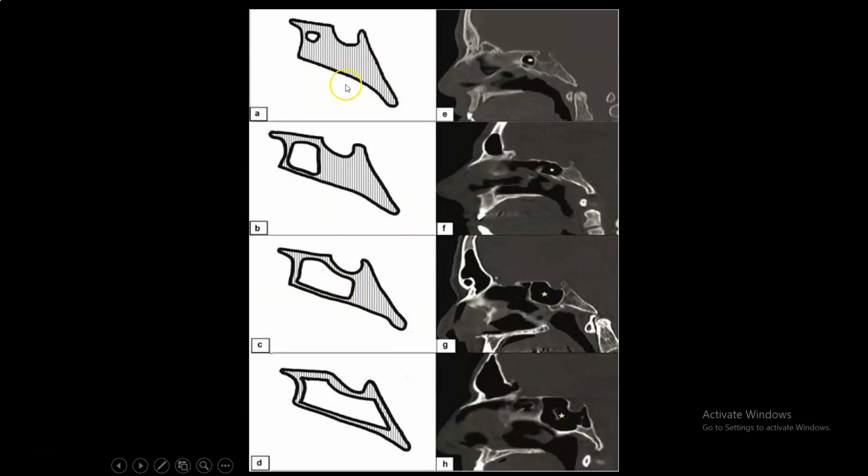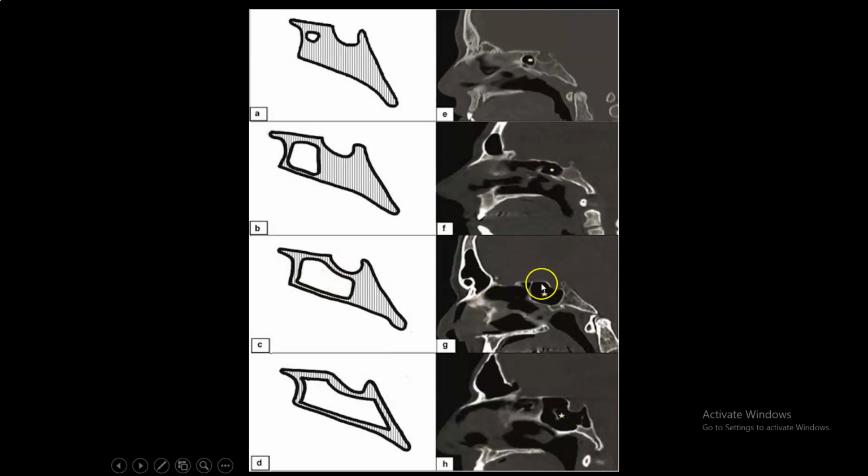Another view, I'm showing the radiology. The conchal type appears hypointense. This is the bone window, CT, sagittal. And this is the presellar type. This is the sella, and this is the sinus. This is the sellar type.